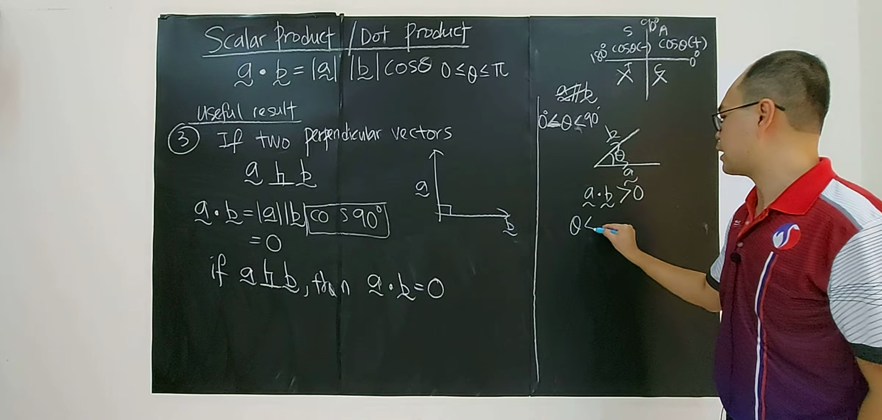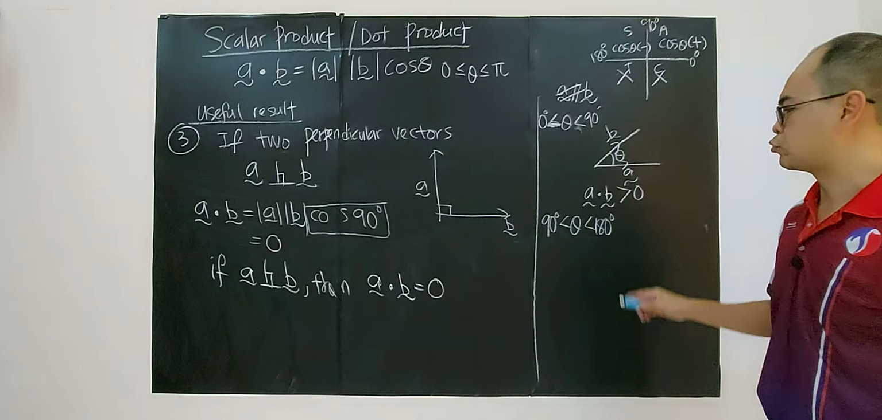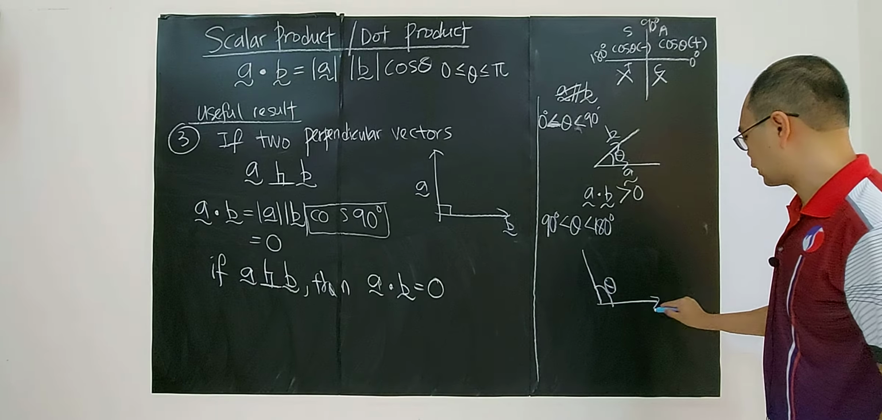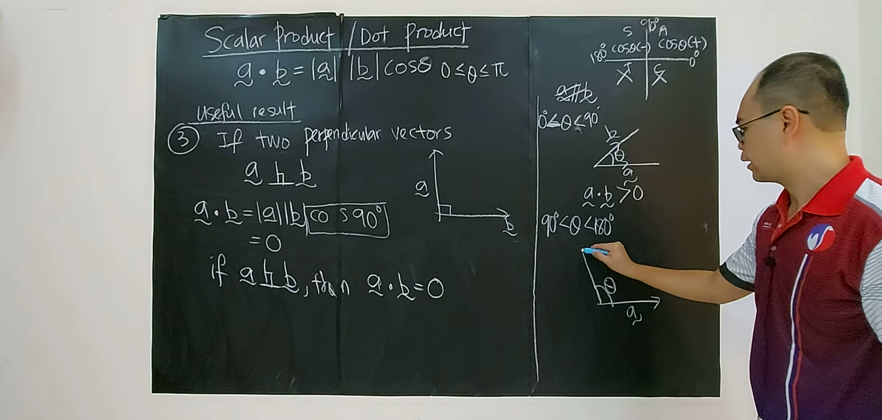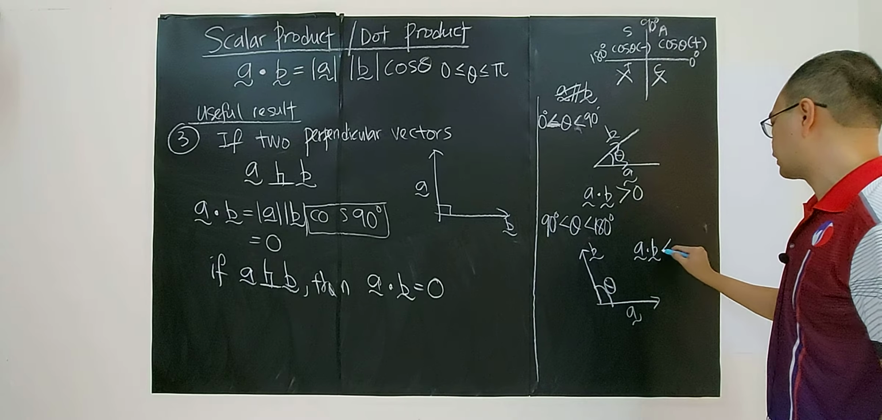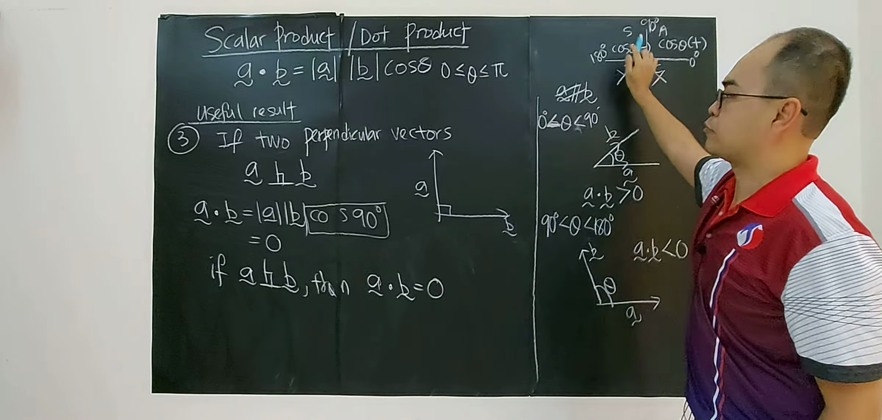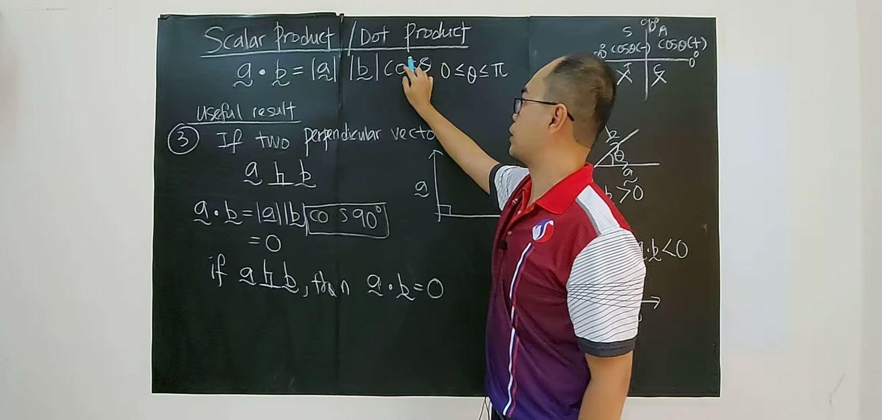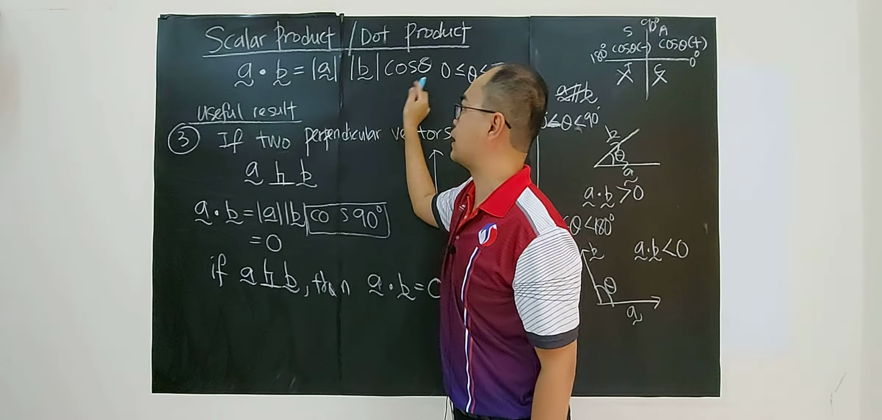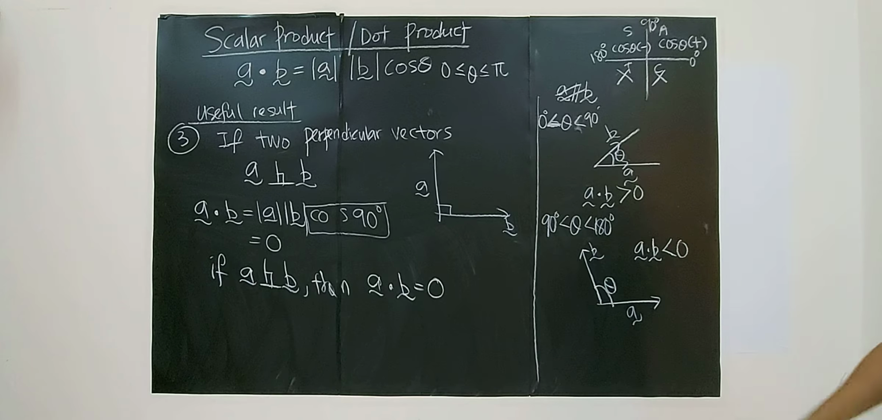But if theta is more than 90 degrees, an obtuse angle, meaning between 90 and 180 degrees, for example, this is A, B. Then we know that A dot B is a negative number. Why? Because cos theta in this quadrant is negative. If theta is between 90 and 180, multiplying with this number, it will become negative. Means that A dot B will become a negative value.